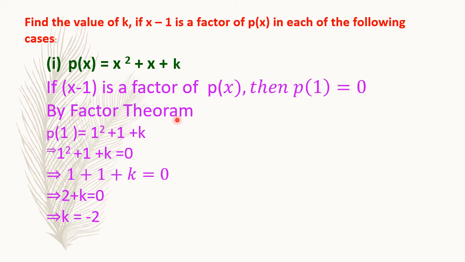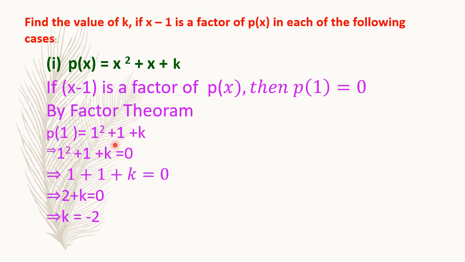So by factor theorem, now we will replace x with 1. This we used to do in the previous sums also. We used to replace x with the value of x. The same method is over here. Wherever you are finding x, you are replacing it with 1. But here you don't know the value of k, so you put it as it is, plus k. And the interesting part is that we are going to find this k. That is what is asked in the question. Find the value of k.